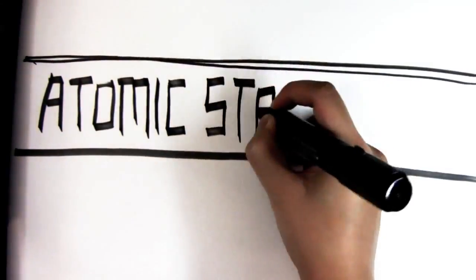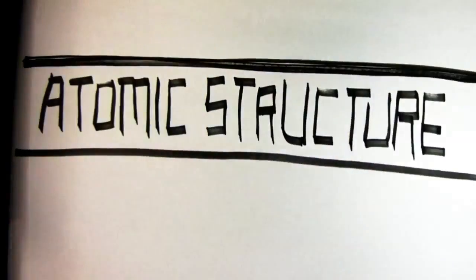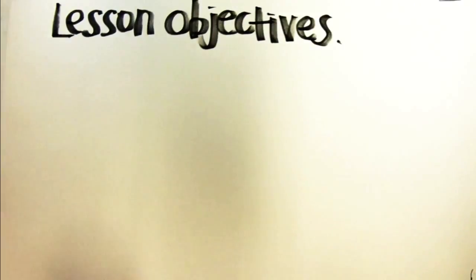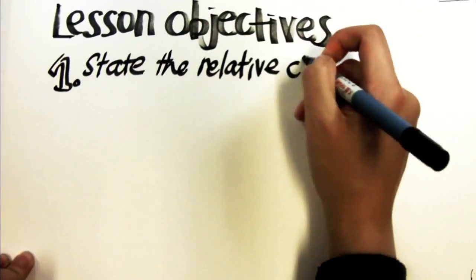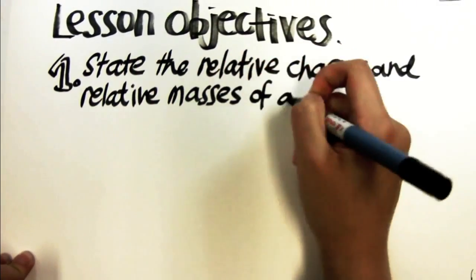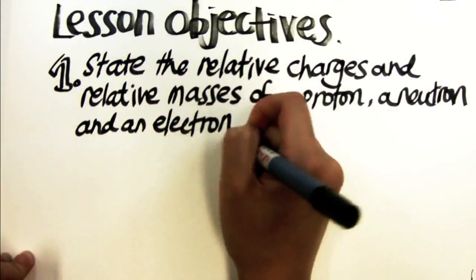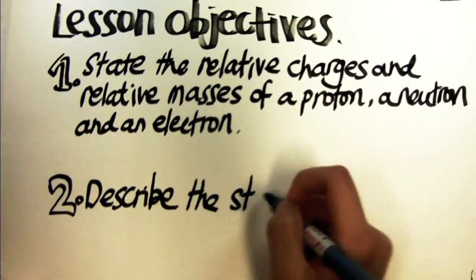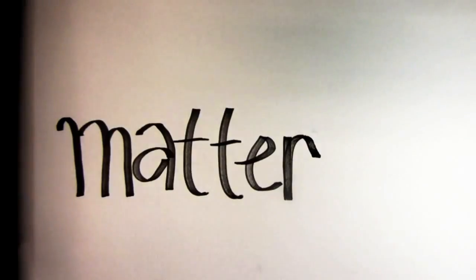Today we are going to be learning about the atomic structure. By the end of this video clip, you should be able to state the relative charges and relative masses of a proton, a neutron, and an electron, and describe the structure of an atom.